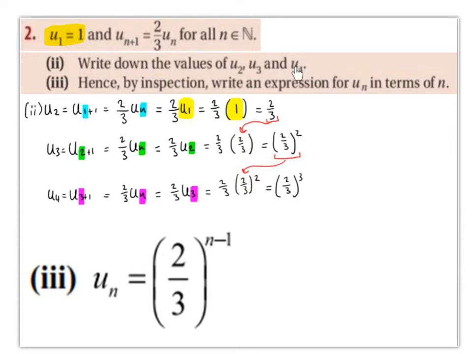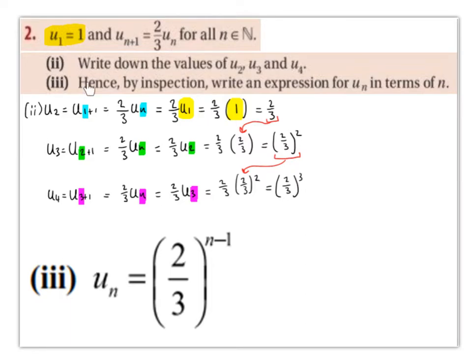Next, we want to work out u4. So u4 is the same thing as u3 plus 1, because 3 plus 1 is 4. And we were told that u(n+1) is equal to 2/3 times un. So we have 2/3 times un, so we swap that n for 3. So we have 2/3 times u3, and we know that u3 is 2/3 squared, because we worked that out previously. So we swap that u3 for 2/3 squared. So 2/3 times 2/3 squared is 2/3 to the power of 3.